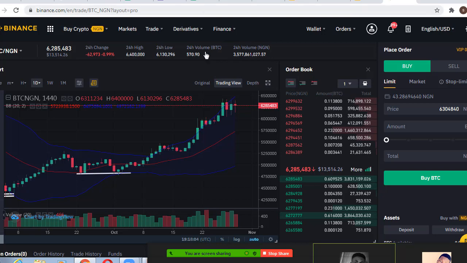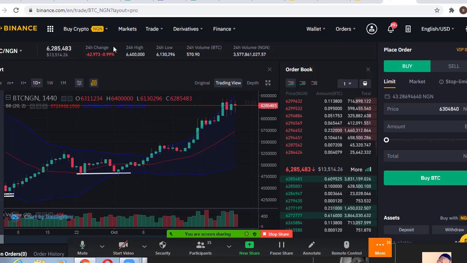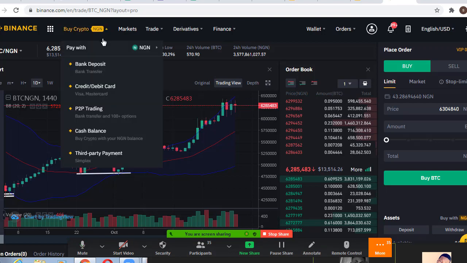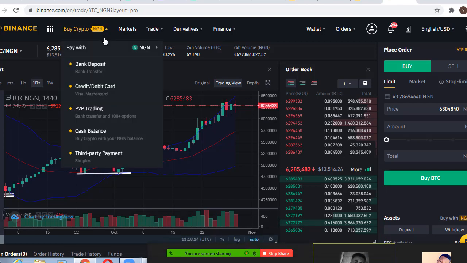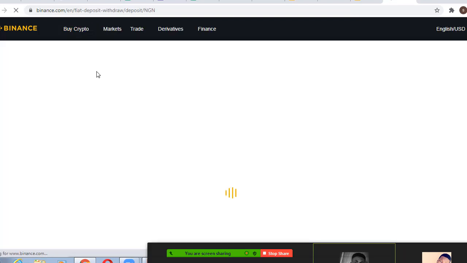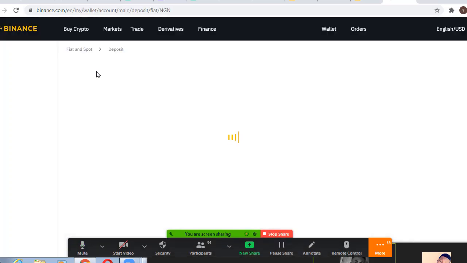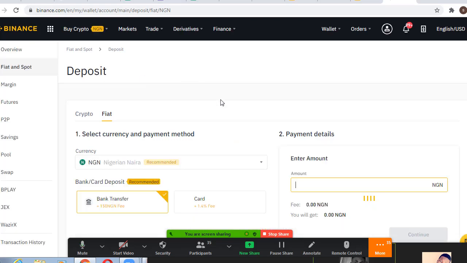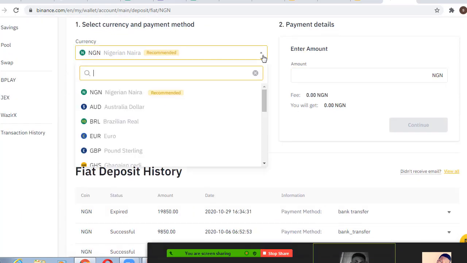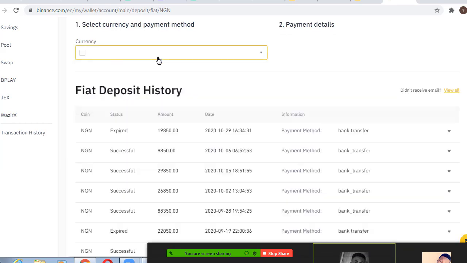It's very simple. If you open your platform, that's the Binance platform, you go to this point, NGN, you see buy crypto, you see NGN, pay with bank deposit. If you click on bank deposit, it will bring out this. Then these are other currencies in which you can trade, but for Nigeria, you use Nigerian naira.